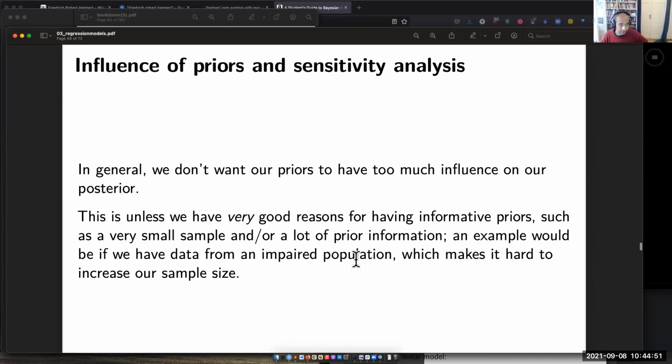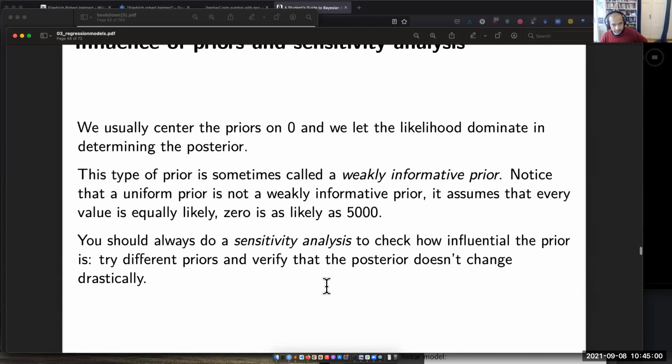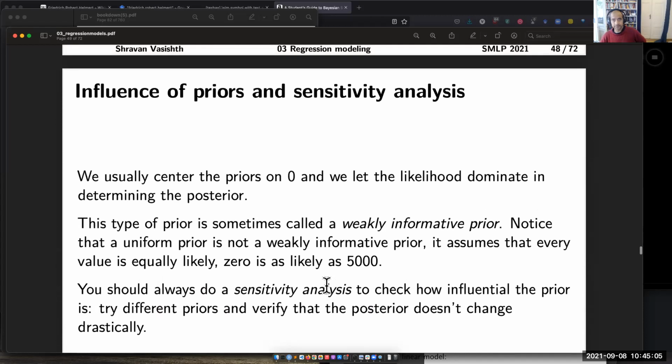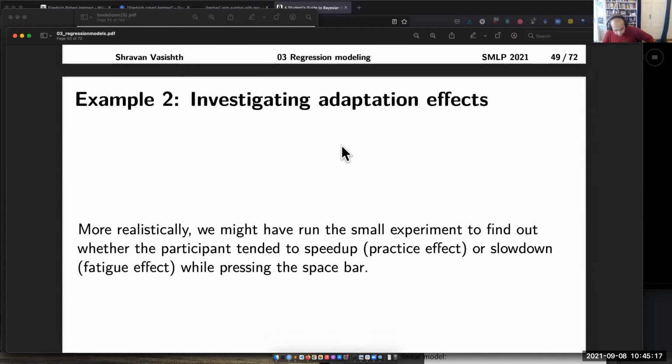So that's important. Okay. I will give you examples of informative priors later on, tomorrow or the day after. It's possible to use informative priors, but generally speaking, we won't use them. I think I already talked about all this. So what I'm going to talk about in the last 15 minutes is a slightly more complicated linear model.